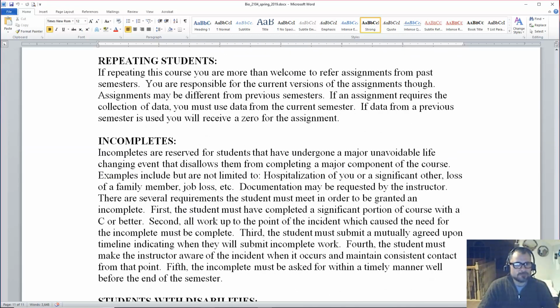In terms of repeating students, if there's anybody that's repeating the class, you are more than welcome to use your previous versions of assignments. Obviously, you're going to want to improve on them. We aren't collecting any data in this class anymore, but you should be able to use your stuff from the classes before.